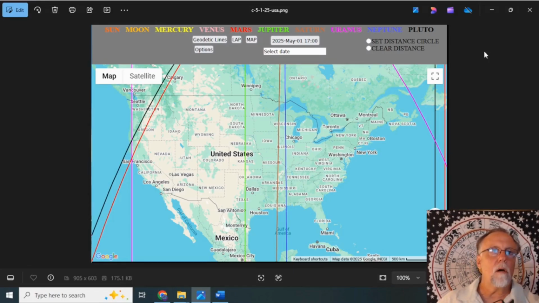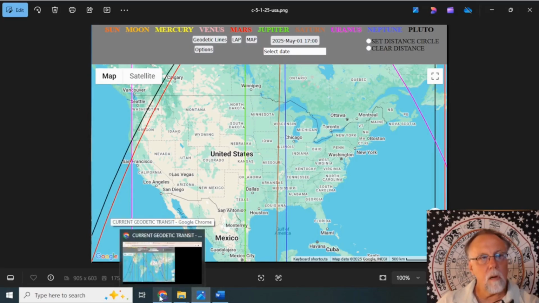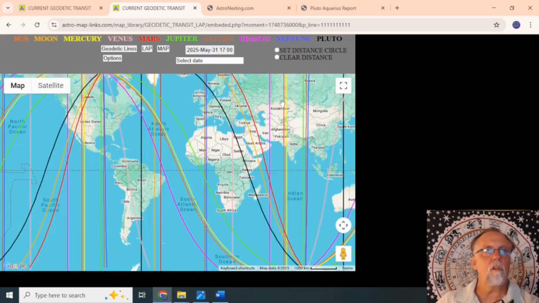So we also got this Neptune-Saturn sitting here going through the Midwest. The East Coast right now with outer planets is relatively quiet. One of the things I like to do is follow this Jupiter line through. And if you go to geodeticmap.com, which is this screen right here, you can actually watch how this is affecting you.